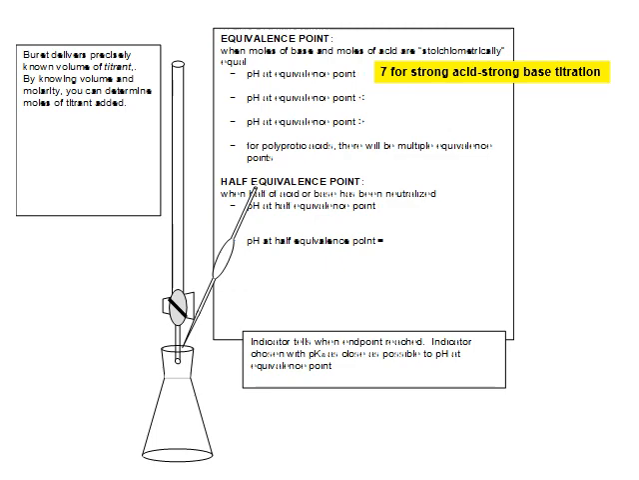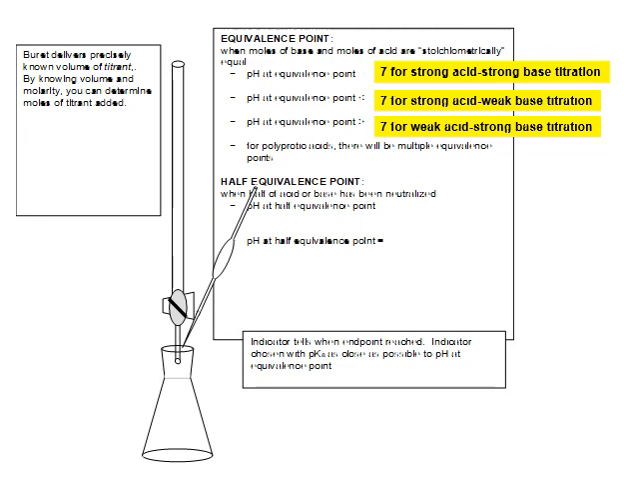The pH at the equivalence point will be less than 7 for a strong acid, weak base titration. This is because at the equivalence point of this type of titration, the main species present is the weak base.